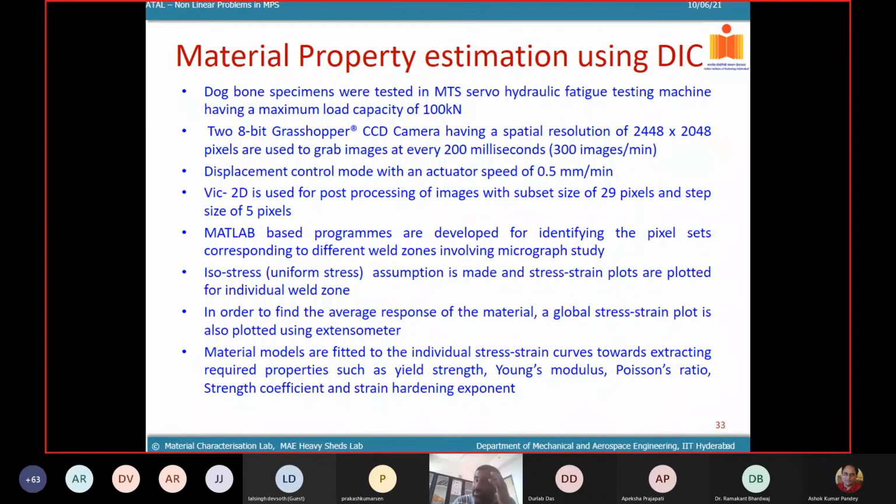Our camera has a spatial resolution of 2448 by 2048. It's typically a 2K camera, and we took images every 200 milliseconds. We carried out the test at a rate of 0.5 mm per minute. So these are the test conditions, and this is the rate, 300 images per minute. So many images we acquired during the loading phase.